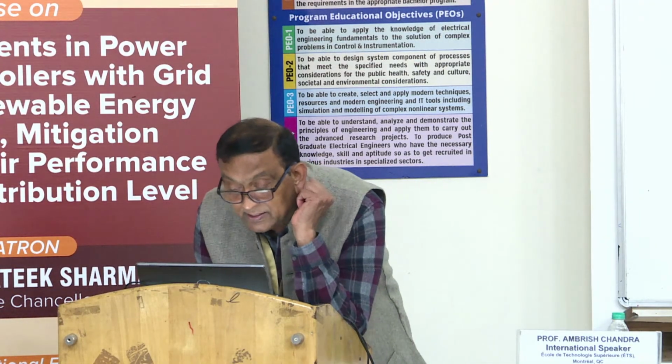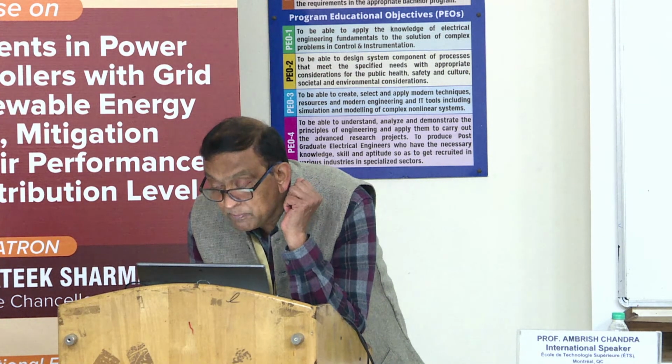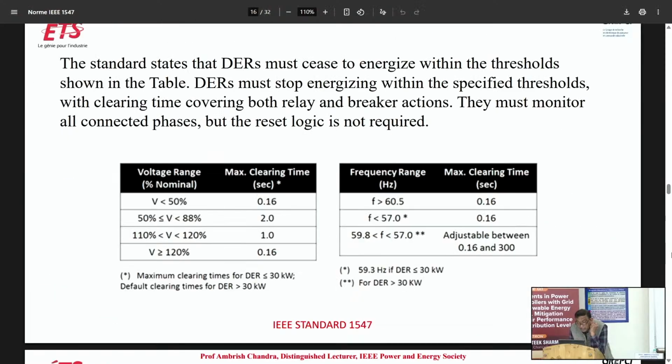So if frequency decreases, DER increases power output or curtails less power to support grid recovery. If frequency increases, DER reduces power output to restore balance. So here you see the standard states that DER must cease to energize within the threshold shown in the table.